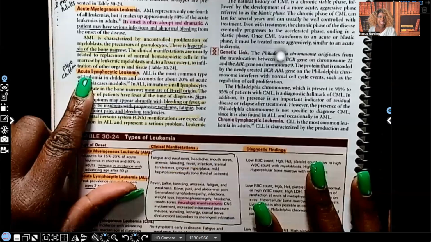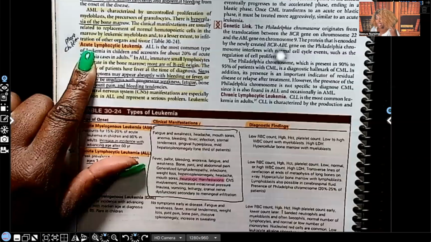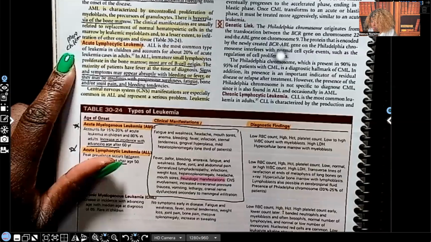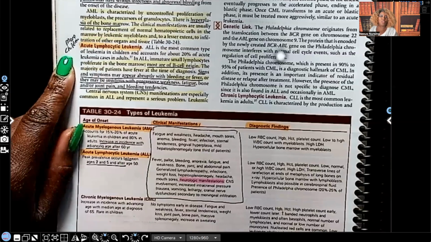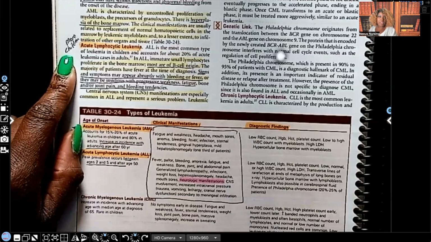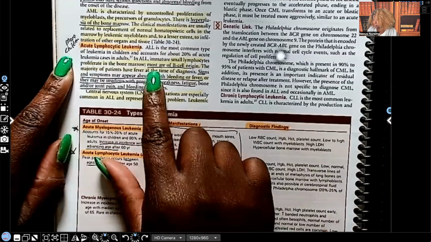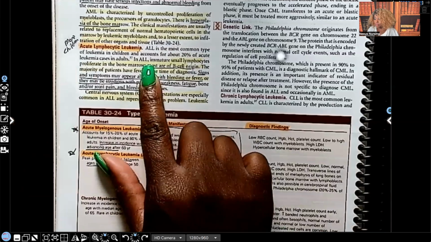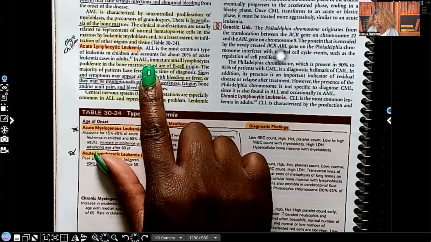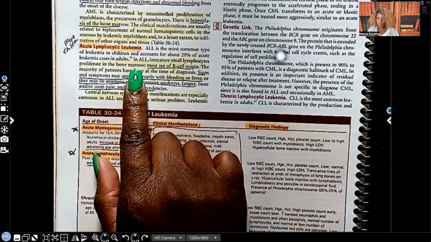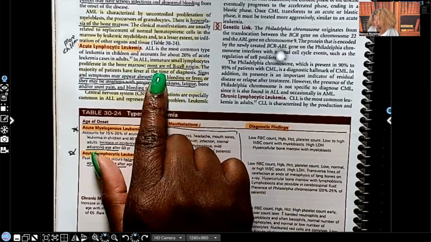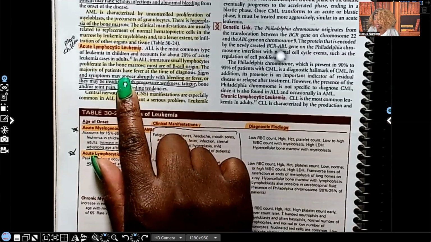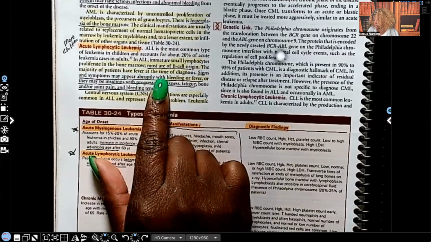Now let's look at ALL. When you think of ALL, see on the side, I wrote, what did I write on the side? I wrote more children. This affects children more than it does adults, okay? In ALL, the acute lymphocytic leukemia, small lymphocytes proliferate in the bone marrow. Most are of B cell origin. The majority of patients have a fever at the time of diagnosis.